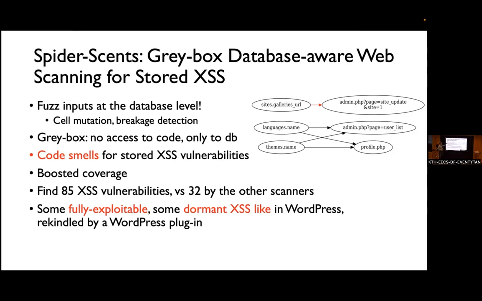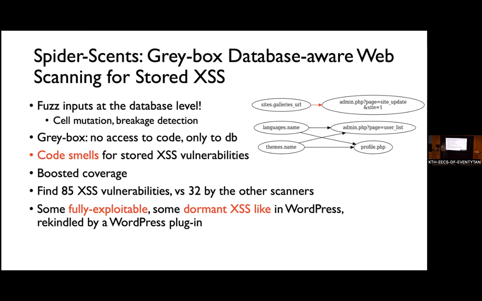So if you do this, we fuzz the database level, we massage the cells. Then we end up with an approach that is still black box for the application, and the only thing that we touch is the database. We know the structure of the database, we're free to play with that, but we don't actually touch the code itself. So with this approach, first we can find dependencies.